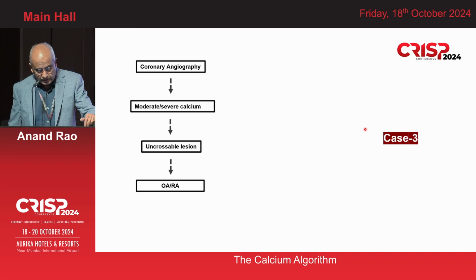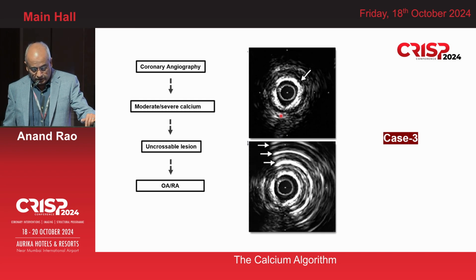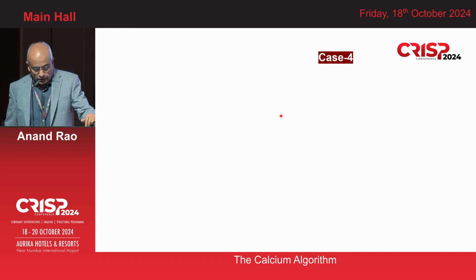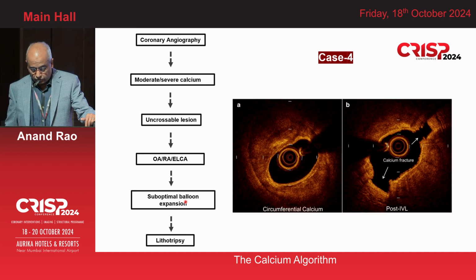There can be another scenario where you have a moderate to severe calcium and there's an uncrossable lesion. So orbital atherectomy or rotational atherectomy is preferred. Then if you have a moderate to severe calcium, uncrossable lesion, orbital or rotational atherectomy, then if there is suboptimal balloon expansion, then probably lithotripsy would be a good choice. You have this kind of circumferential calcium, then post IVL, you can see these fractures over here.